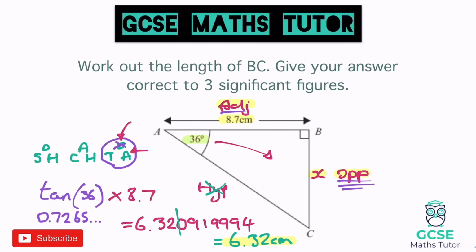So then we were able to figure out which one we were looking for. We were looking for the opposite, so we crossed that off, and it showed us here that we had to do a times. So when they're next to each other, we do a times. And then we just plug that into the calculator. So tan 36 times the adjacent, which was 8.7.